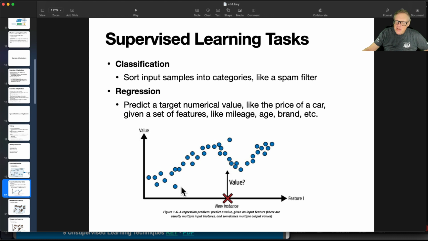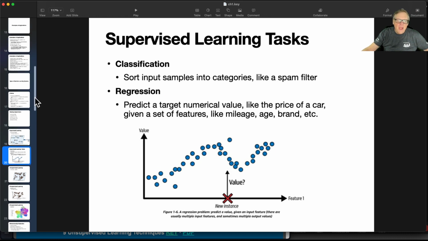If you have data points you've measured of some X versus Y, and you're trying to predict the shape of the best fit line here, that's another task where you feed in data that's labeled, and your AI will decide a curve to pass through it.